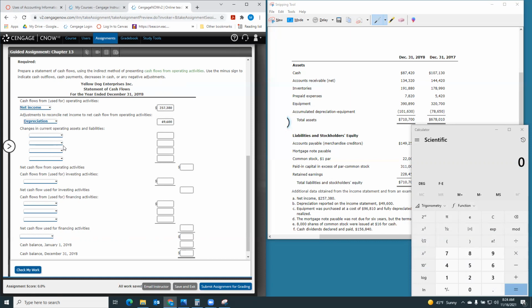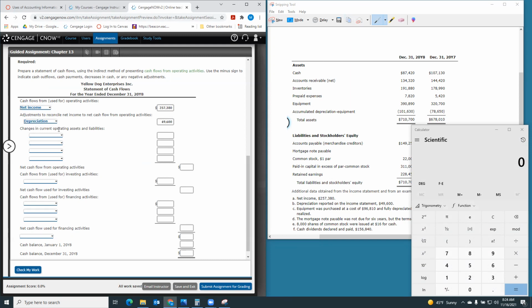Like I said in the lecture, if you don't want to try to talk yourself through the logic of why, at least remember the rule: assets are opposite, meaning if an asset increases, we'll adjust cash down, and if an asset decreases, we'll adjust cash up. And liabilities are the same, meaning if a liability increases, we'll adjust cash up, and if a liability decreases, we'll adjust cash down. I'll try to talk through the logic of that, but if you can't remember the logic, at least remember the rule.